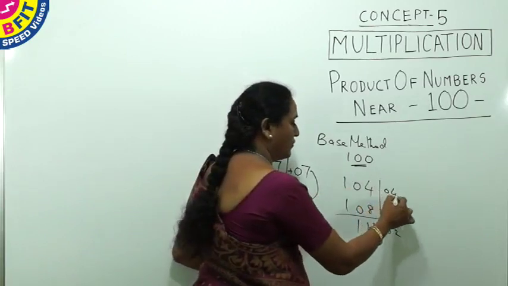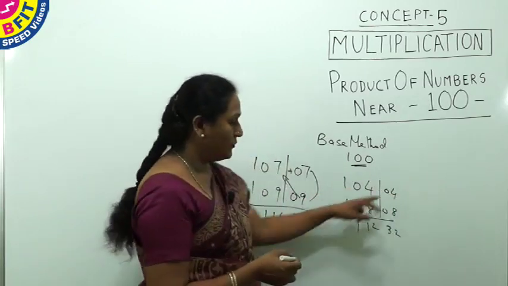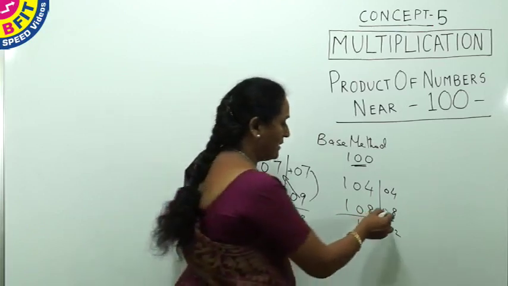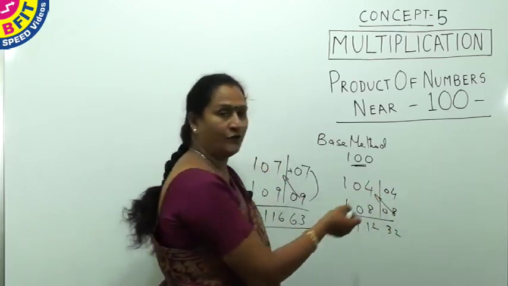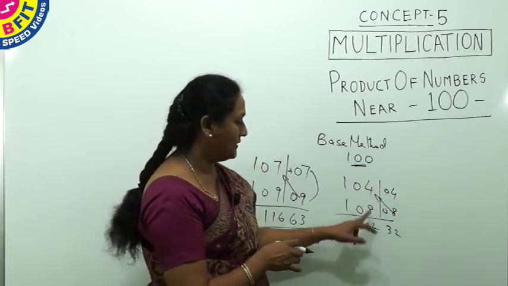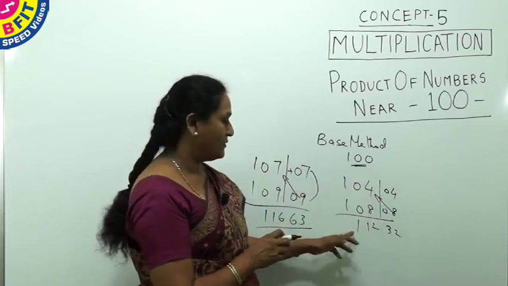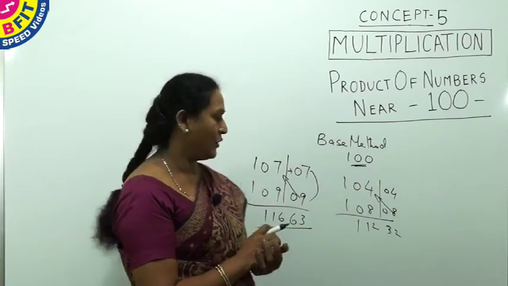Because this is 4 more, this is 8 more, product of 4 and 8, 32. Adding 8 with 104, it is 112. Or just add this and write the sum. So 11232 is the product.